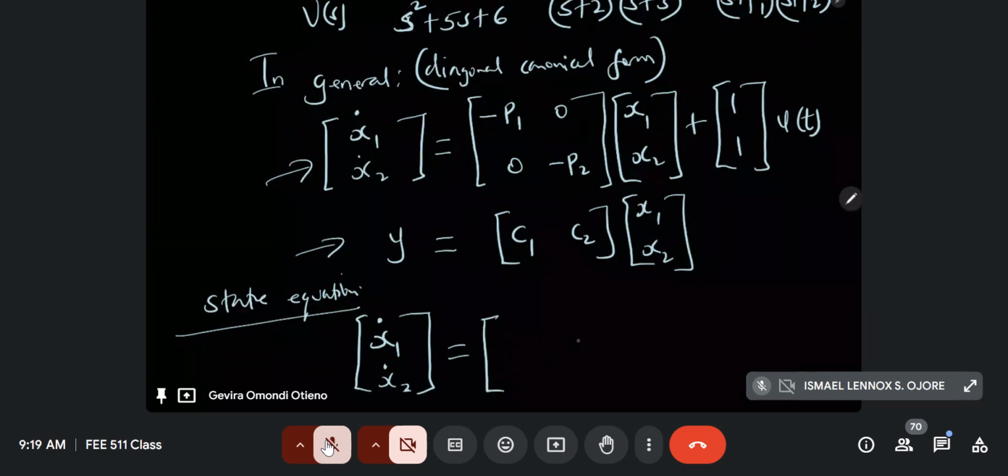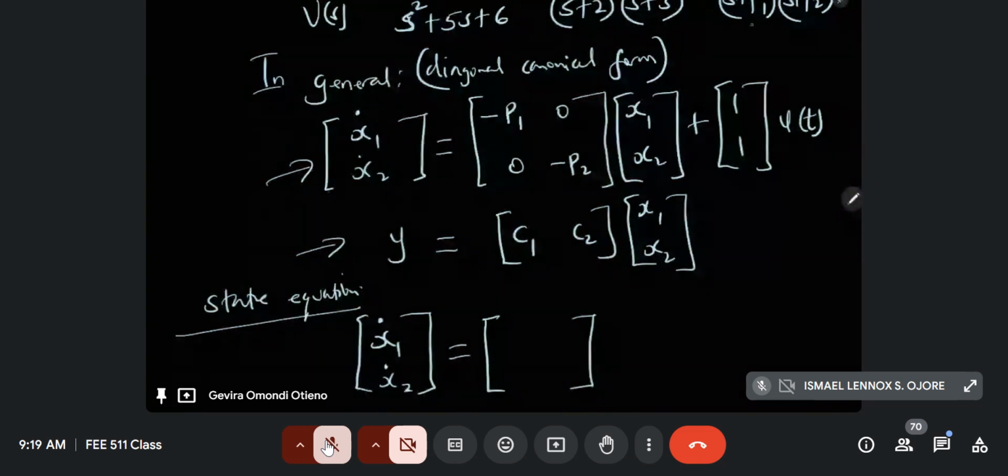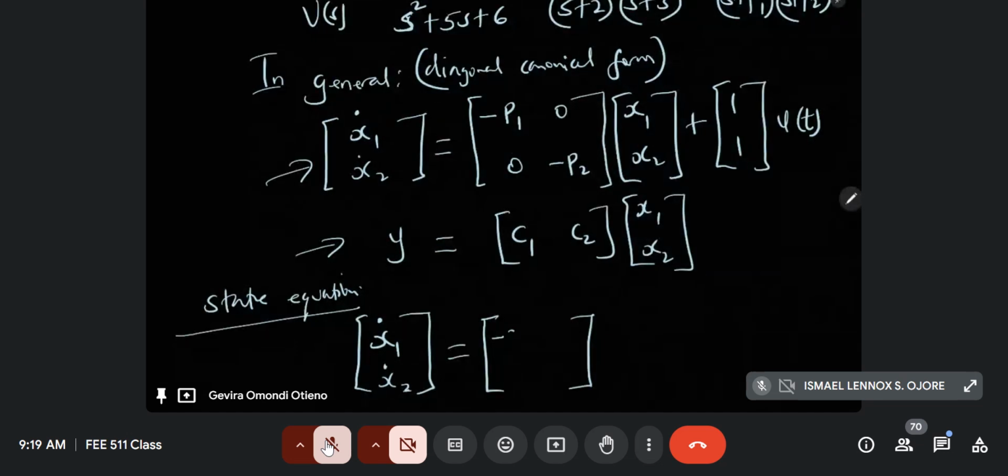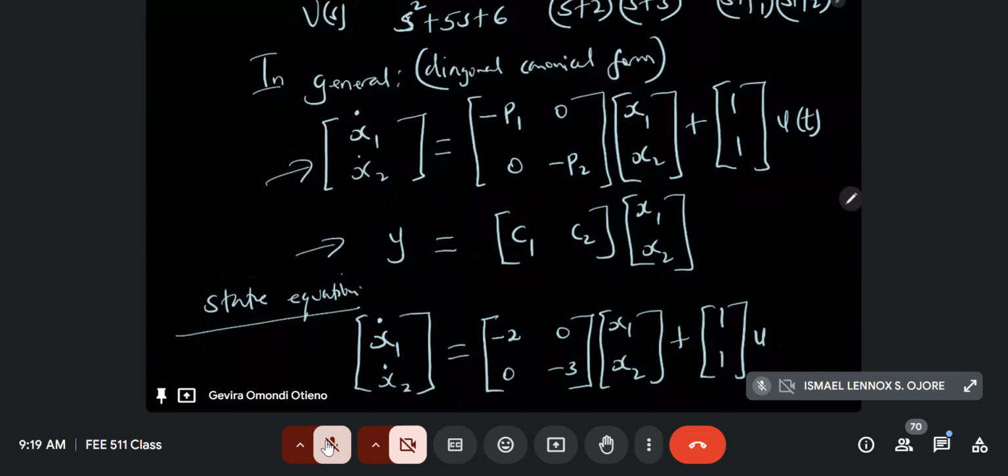So we need to have a matrix here. What is the minus P1? The first pole is 2, so the first element here would be minus 2. The rest of the elements would be 0. The second pole is 3, so it's minus 3 there. And then we have x1, x2. The input is always 1. So you see the input is just 1. That doesn't change no matter what system you're given. The input is always 1. So that is how you write the state equation.